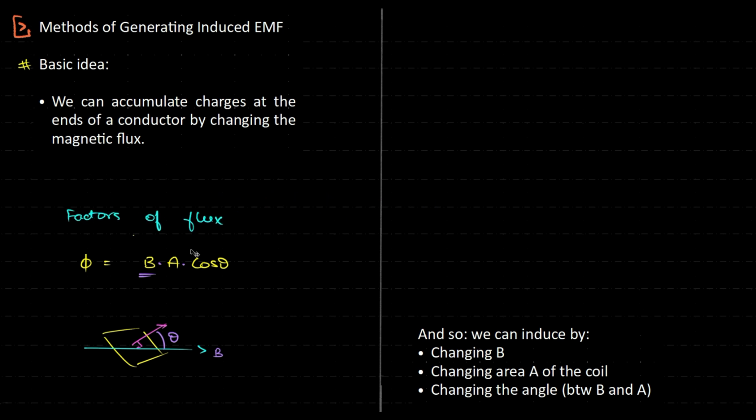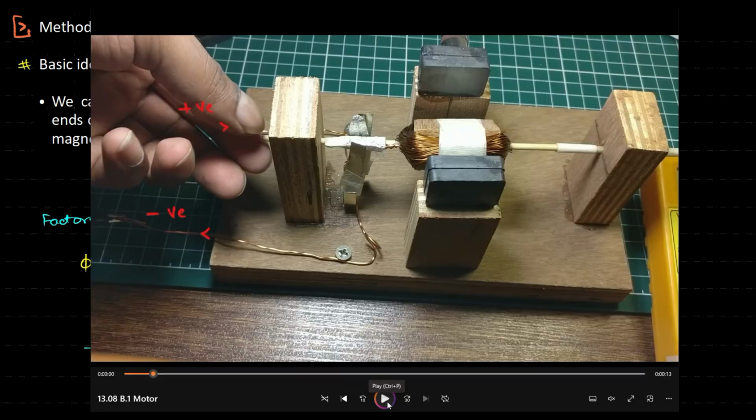So we're trying to look at how we can induce EMF. For induction, the phenomenon or the picture that we need to look at is flux, and flux depends on all of this. So by changing the magnetic field, by changing the area of the coil, and by changing the angle between the field and the area vector, we are able to change the flux, and so we'll be able to induce EMF, right? Let me show one of it.